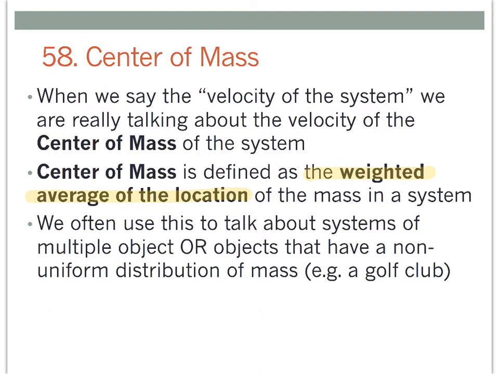Okay, so if we have multiple objects in a system, the center of mass is the average position of the mass in the system, and we use a weighted average, kind of like what we did with velocity there. Objects with more mass have a bigger impact on the location of the mass in a system. So we're actually going to talk about this idea a few times throughout the year, but there's really two main uses for it. And the first is when we have a system of multiple objects, okay, so more than a single object. Or when we have objects with a non-uniform distribution of mass. So we might talk about it for a golf club or a baseball bat, where we have more of the mass at one part of it than the rest.